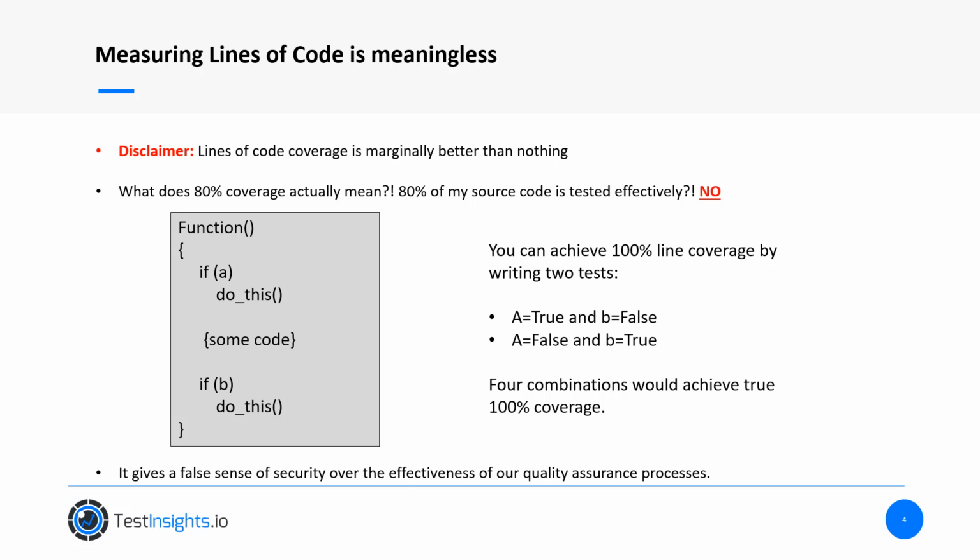Now we can actually achieve 100% line coverage by just writing two tests. So with A equal to true, B equal to false, and A equal to false and B equal to true. So in reality, to actually achieve true 100% coverage, we would need four combinations of executing those in different orders or combinations. So in reality, line of code coverage actually gives us a false sense of security over the effectiveness of our quality assurance process.